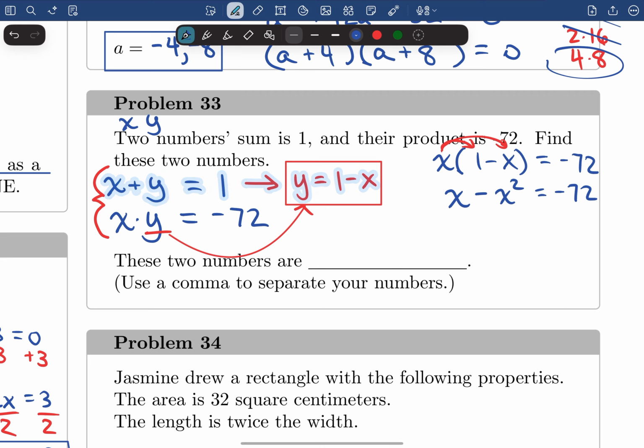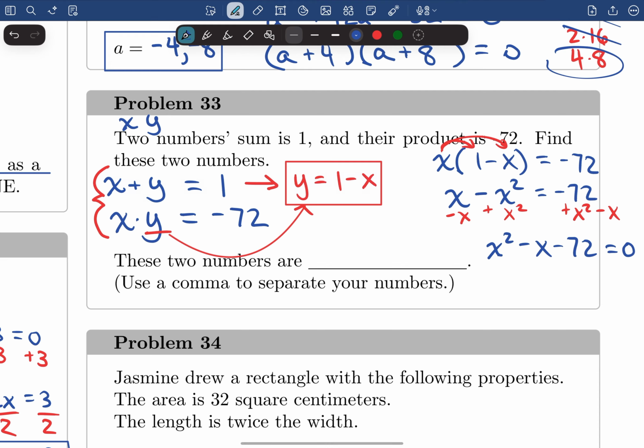And this is a quadratic equation. But we want to set the quadratic equation equal to 0. So I'm going to add x squared from this side to this side, because I like my quadratic term to be positive, and also subtract x from this side to this side. And now I end up with x squared minus x minus 72 equals 0.